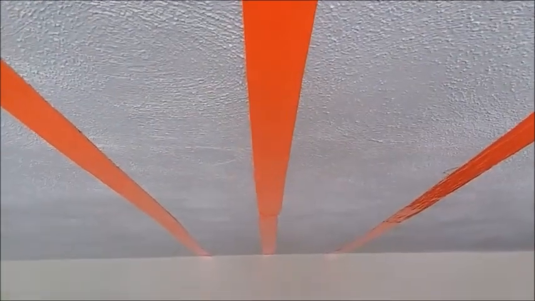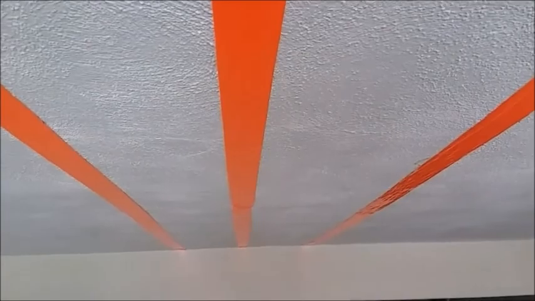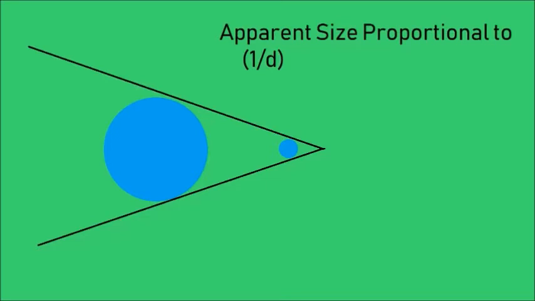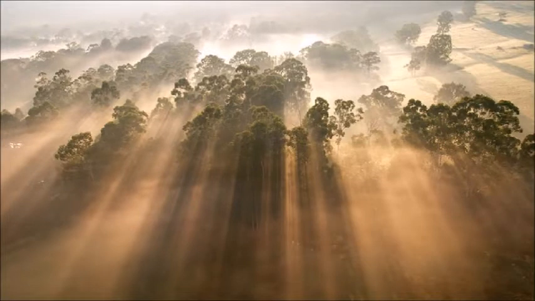Take a look at this tape I've put on the ceiling. The tape is equally spaced all the way down the ceiling. But if I go to one end of the room and look across the tape, the lines appear to diverge. This is because the tape that's closer to me looks bigger than the tape that's farther away. Also, the space between the tape looks bigger when you're closer and smaller when you're farther away. Again, this is the basic principle of perspective. Things that are farther away look smaller, and things that are closer to you look larger. So this is why crepuscular rays always appear to diverge.